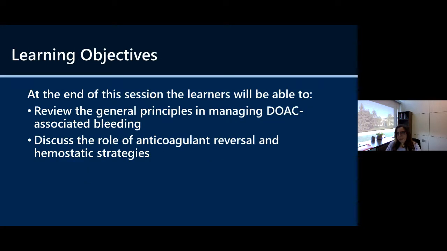I'm hoping that at the end of this session we will have reviewed the general principles in managing DOAC-associated bleeding and discussed the role of reversal and hemostatic strategies. And I'm happy to take questions at the end. It's a good opportunity to discuss.